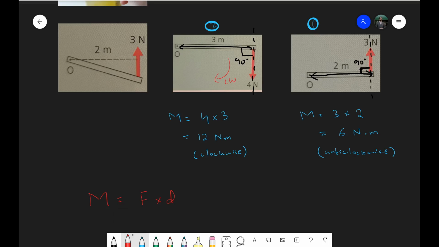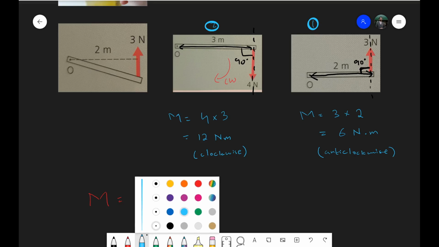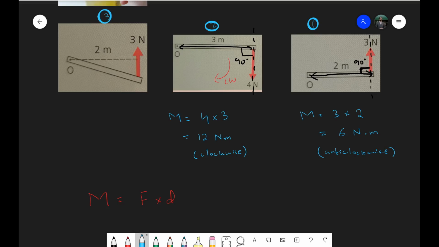Now the last example is a little bit different from the first two, and the reason for that is because you have to pick your distance carefully. Many students would make the mistake of actually trying to measure this distance, but this is actually wrong. You have to stop yourself from making that mistake. And why is that? Because the distance that you have to take when finding out the moment must be perpendicular to the line of action of the force.